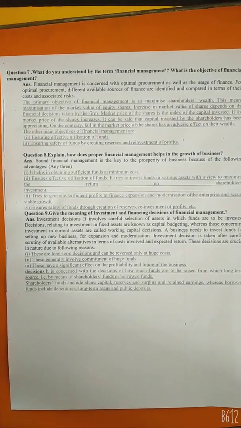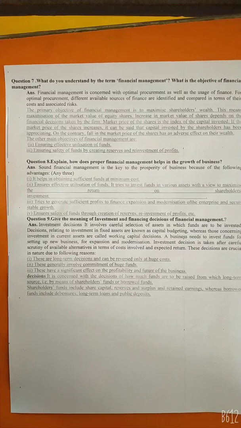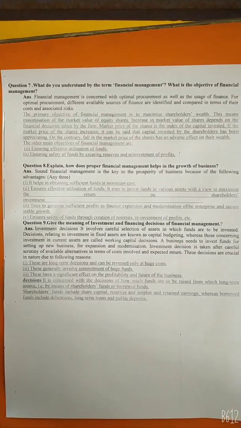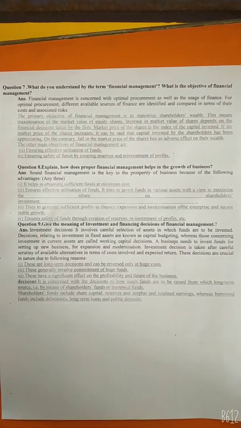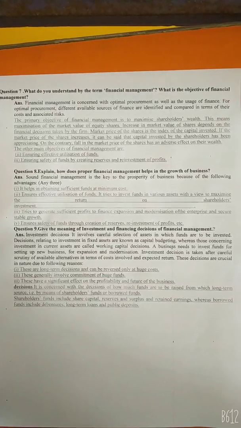Next question, what do you understand by the term financial management? What is the objective of financial management? Financial management is concerned with the optimal procurement as well as use of finance. For optimal procurement, different available sources of finance are identified and compared in terms of the cost and associated risks. The primary objective of financial management is to maximize shareholder wealth, and this means maximization of the market value of equity shares. Increase in market value of shares depends on the financial decisions taken by the firm.